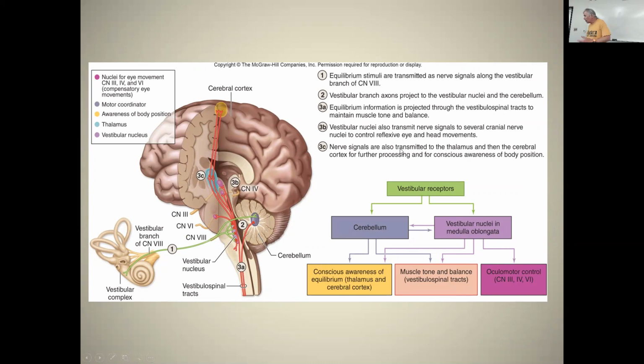Vestibular nuclei transmit nerve signals to several cranial nerve nuclei to control reflexive eye and head movements. So if you move one way, you can direct your eyes in the proper place. Nerve signals are also transmitted to the thalamus and then the cerebral cortex for further processing and for conscious awareness of body position. Right? So they go to all 3 of those places. But again, there are 3 neurons. There's 1, there's 2. So these nuclei here, or down the spinal cord, 2 to the thalamus, and 3 to the cerebral cortex. Okay. So eye movement, nuclei for eye movement, motor coordination, awareness of body position, thalamus, and the vestibular nuclei.